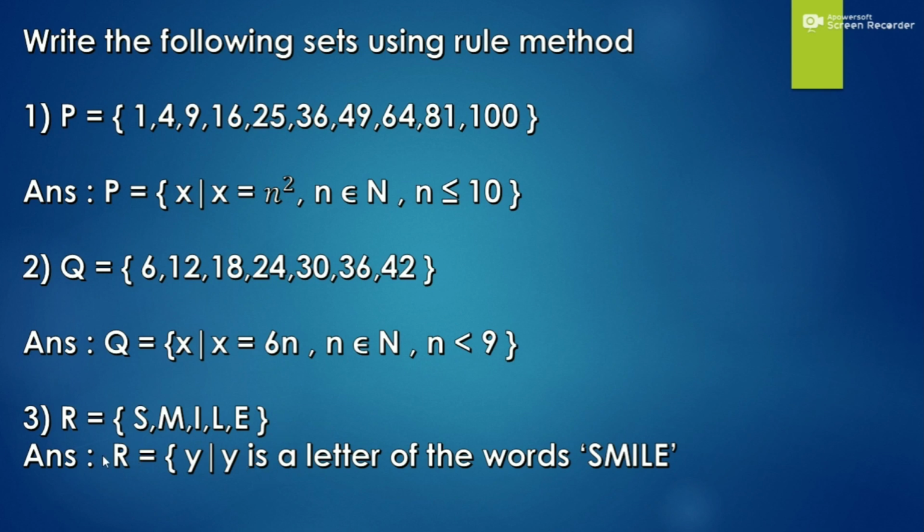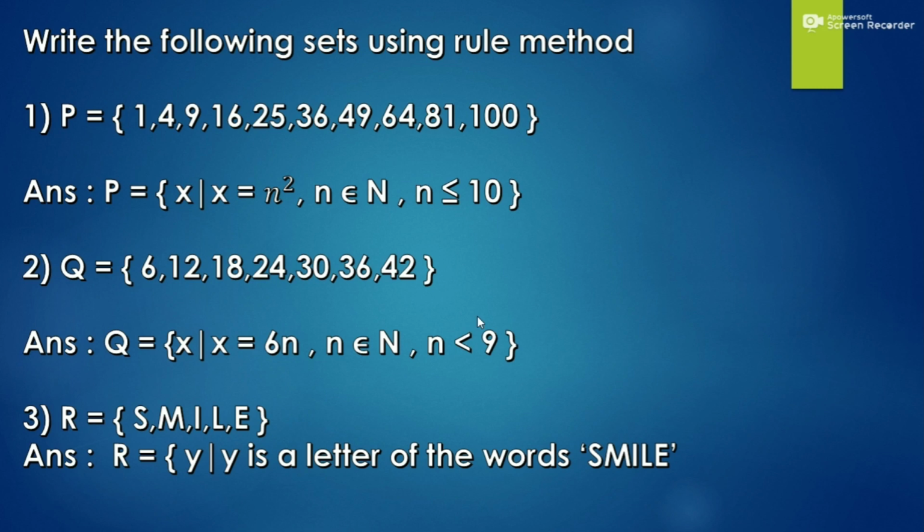Then set close. Then answer, R is a set of all y such that y is a letter of the word smile. Here in the word smile there is no repetition of any letter by the listing method. Then here we can also represent a set in terms of x, y, z, or maybe any other variable. It is not necessary to put only x. Then we can put x, y, z according to our opinion.